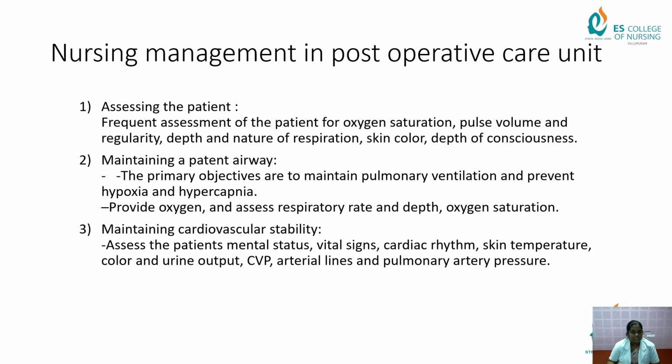First, assess the patient. Frequent assessment of the patient for oxygen saturation, pulse volume regularly, depth and nature of respiration, skin color, and depth of consciousness. Next, maintaining a patent airway. The primary objectives are maintaining pulmonary ventilation and preventing hypoxia and hypercapnia, provide oxygen, and assess respiratory rate and depth and oxygen saturation. Third is maintaining cardiovascular stability. Assess the patient's mental status, vital signs, cardiac rhythm, skin temperature, color, urine output, CVP, that is central venous pressure, arterial lines, and pulmonary artery pressures.